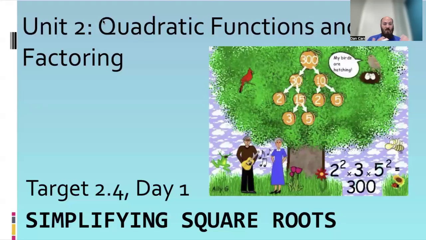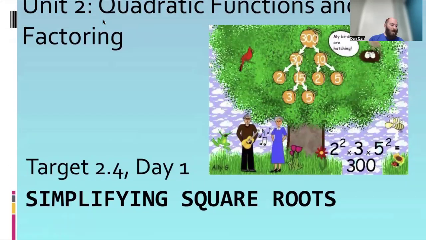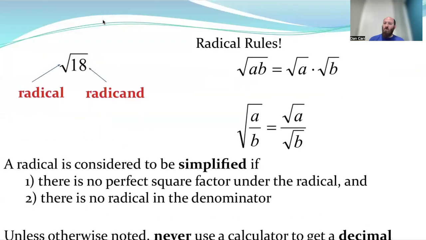Today we're going to be looking at kind of a side lesson here, but it's still related to what we're going to be doing in the future. Talk about simplifying square roots. Now, when we simplify square roots, we want to remember some of these radical rules. The radical is referring to this symbol here. The radicand is what we're taking the square root of. So remember what we can do with this.